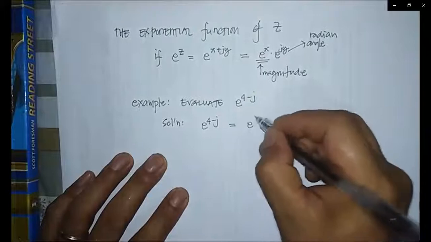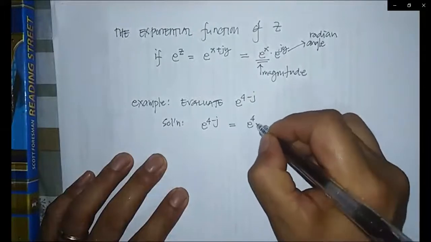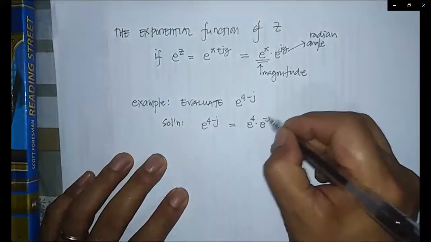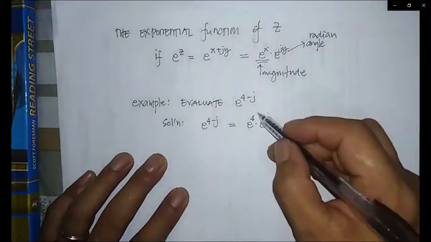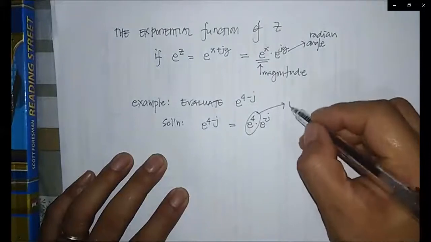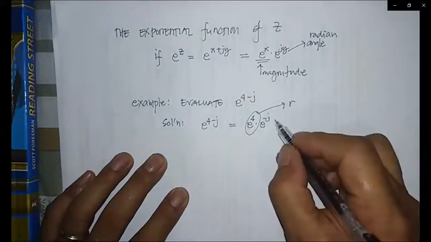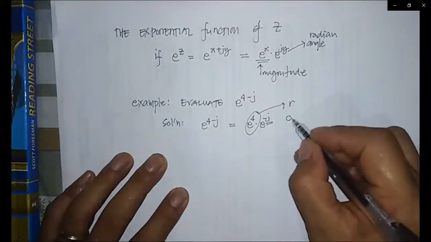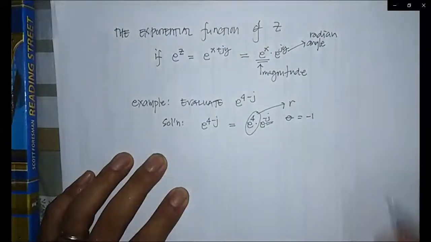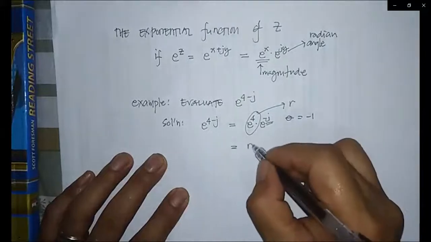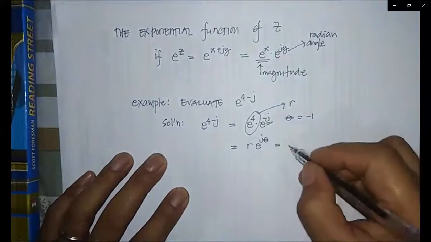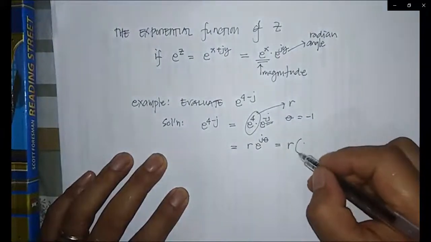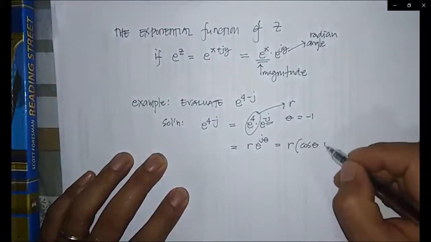Okay, to solve this problem, we can separate it into two parts. That is e to the power of 4 multiplied by e raised to minus j. So e to the power of 4 is your r, and negative 1 is your angle theta. Take note, negative 1 there is in radian. So that is actually the form r angle theta, r times e raised to j theta.